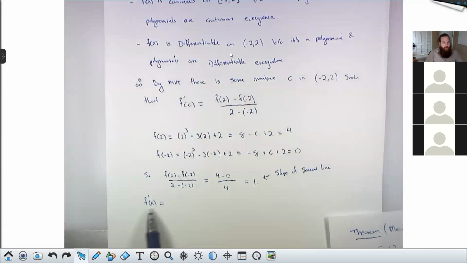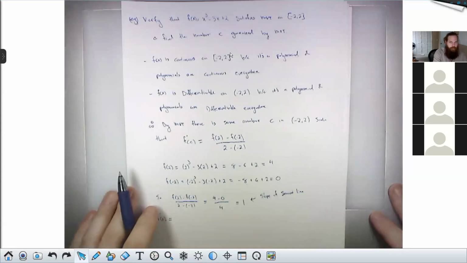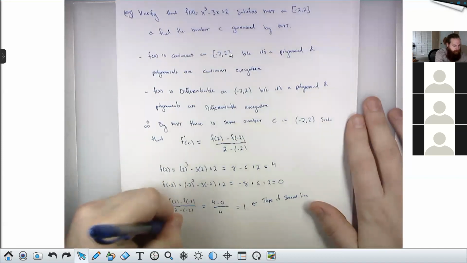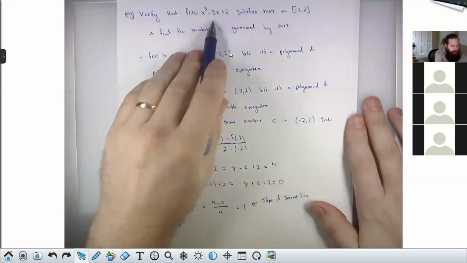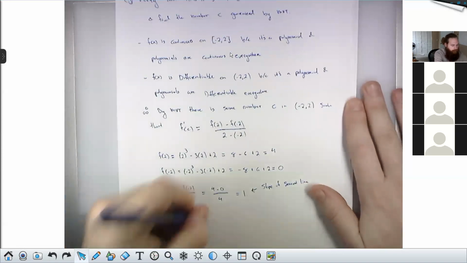And so f prime gives me the slope of the tangent line. So what I'm going to do is calculate f prime and set it equal to that. Then the solution to that equation will be this number c, where the tangent line is parallel to the secant line. So f prime of x, if we look back at f, we differentiate just using the power rule. It's an easy derivative. This piece becomes 3x squared minus 3, because the x differentiates to 1.